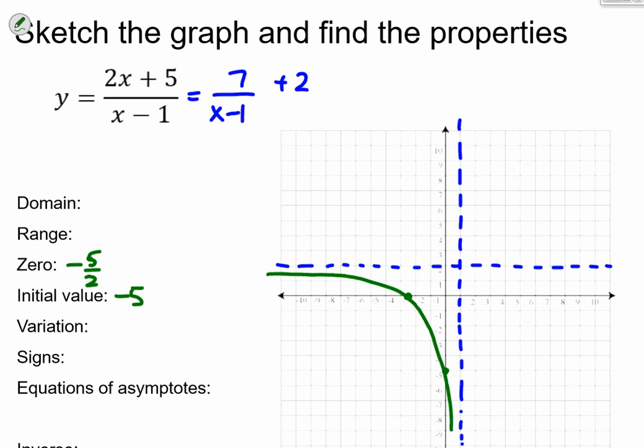If we wanted to graph more precisely here, we can check what happens when x is equal to 2, y is equal to what? We can do it quickly: 2 times 2 plus 5 over 2 minus 1. So that's 4 plus 5, 9 over 1. So at 2, we are at 9. So there we have 1 point here, and we can do the same to find other points if we want.